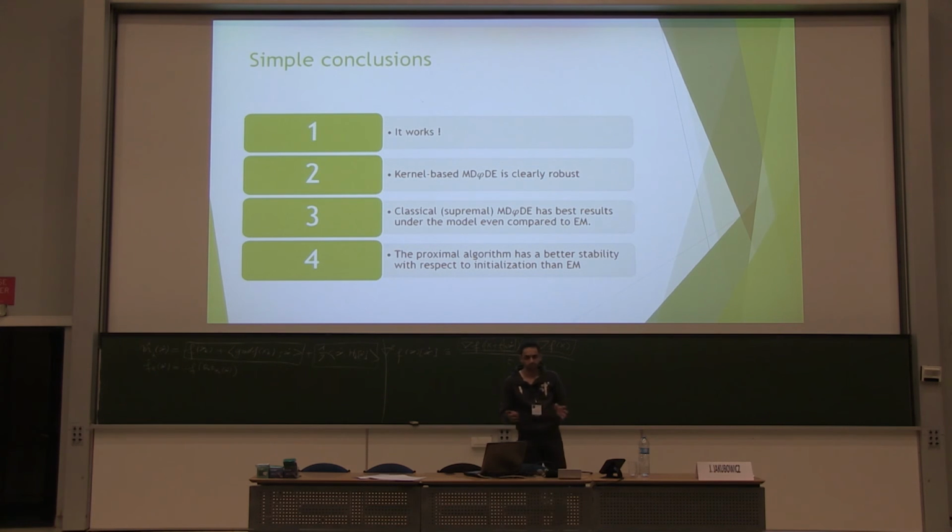Final conclusions. What I can say is that, firstly, it works, which is important. Secondly, my kernel-based dual formula is a robust one. However, the classical one is not. Thirdly, the classical formula gives a very good estimation when we are under the model, even compared to the EM algorithm. And the fourth point is that the EM algorithm seemed to be very sensitive to initial points. However, the proximal algorithm was not. Thank you for your attention.